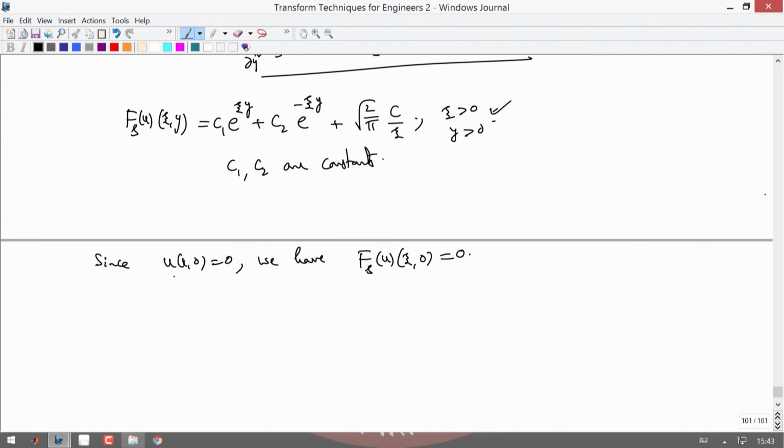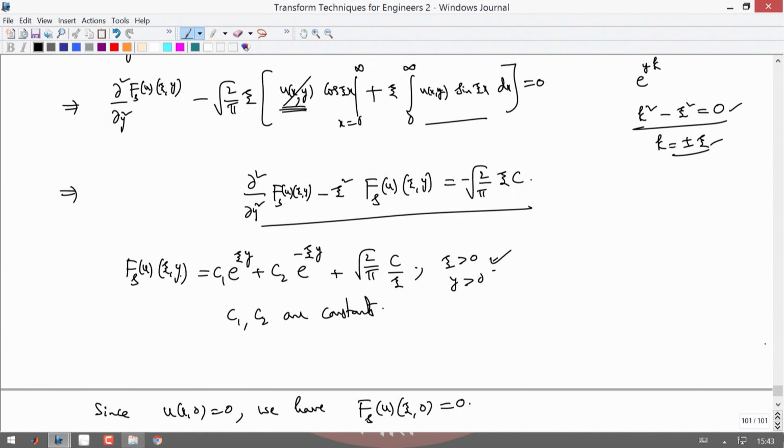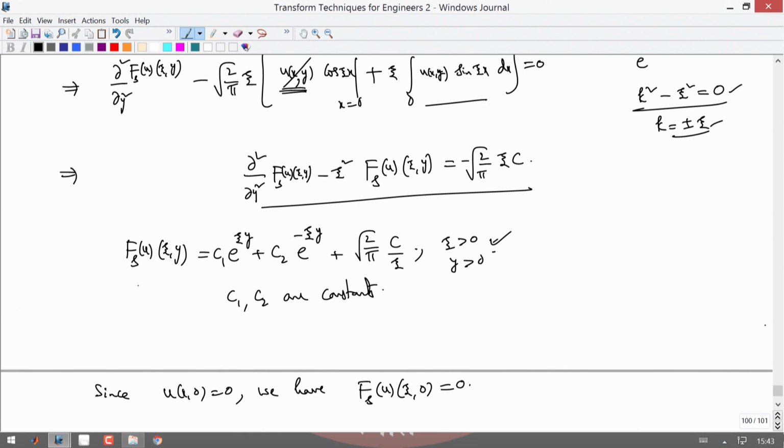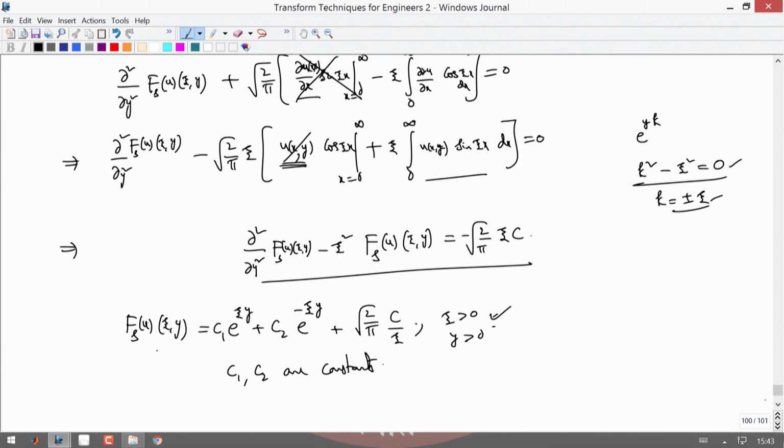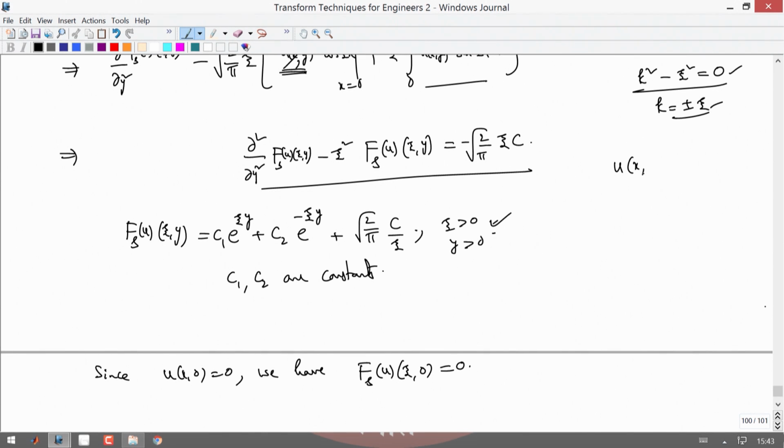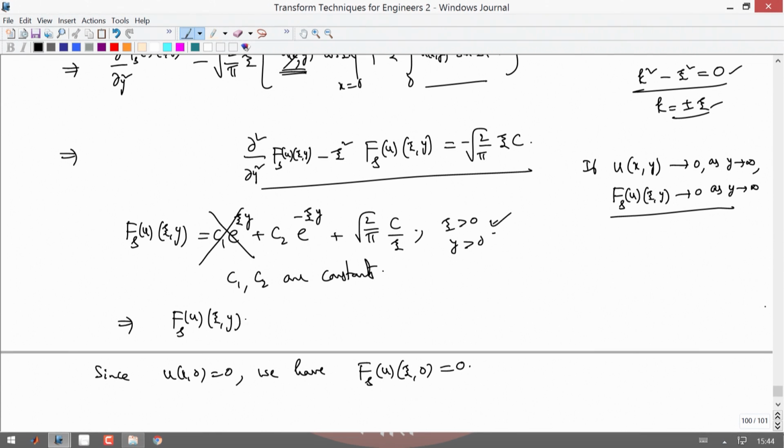Okay, another condition is, as y goes to infinity, this Fourier transform should also go to 0. Okay, u of x comma y goes to 0 as y goes to infinity. So if you take the Fourier transform, F s of u of xi comma y also should go to 0 as y goes to infinity. Okay. So because of this, I can see that C1 has to be 0. That means F s of u of xi comma y is equal to C2 times e power minus xi y plus root 2 by pi c by xi. This is my solution.